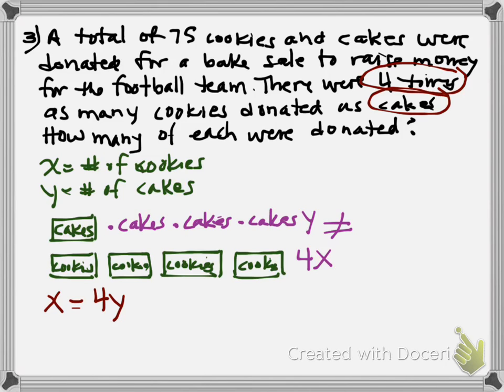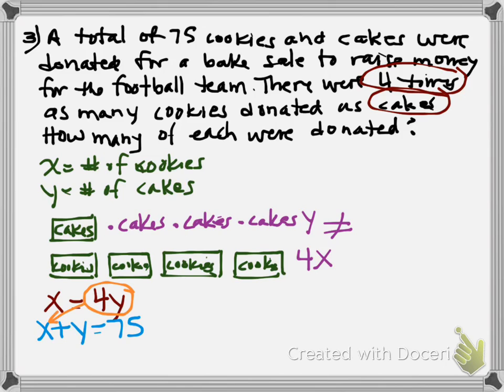Okay? Now, what's the other equation that goes with the number 75? It's the same one we keep getting over and over again, right? X plus Y equals 75. The number of cookies plus the number of cakes equals 75. So again, what's our strategy to solve this one? Substitute for X.